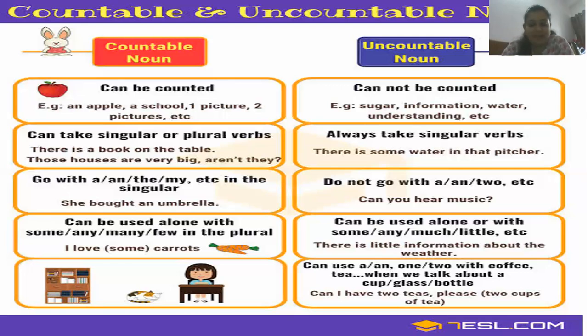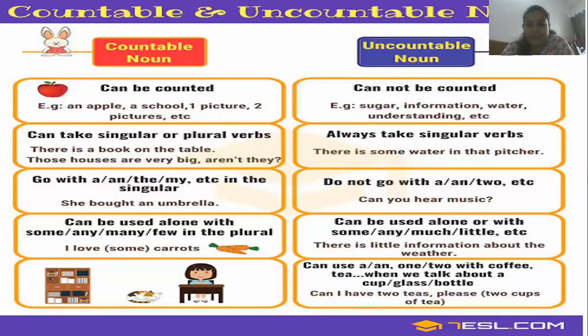Moving forward to uncountable nouns. पहली very common चीज, it cannot be counted in number. For example, sugar, information, water, understanding, etc. Second thing, it always takes singular verbs. Now, as the word itself suggests कि वो uncountable है, हम उसको number में count नहीं कर सकते. We do not know whether it is one or many. So that is why uniformly and commonly it always takes a singular verb.